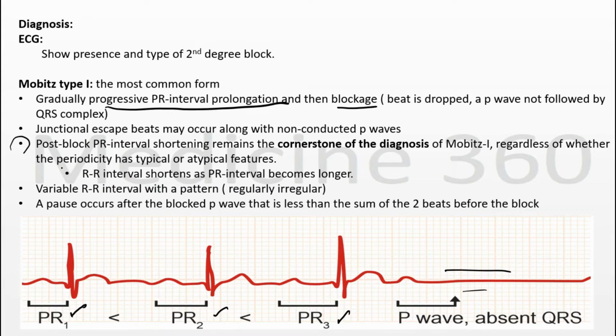Other things are the RR interval. The RR interval shortens as the PR interval prolongs, as we discussed in the ECG. There are variable RR intervals with a pattern, and an irregular heart rate. A pause occurs after the blocked P wave that is less than the sum of two beats before the block, as we discussed in the ECG.